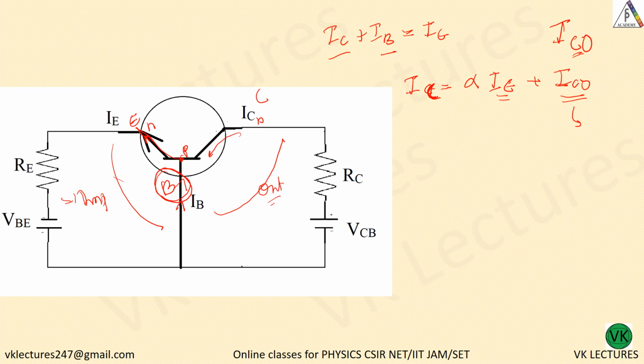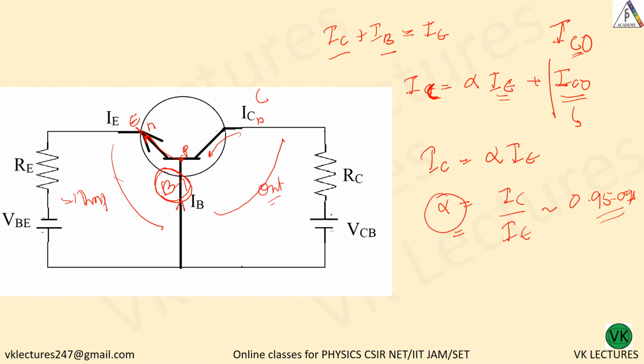Okay, so neglecting this, we can write IC is equal to alpha times IE, which means alpha is equal to IC by IE. This value is around 0.95 to 0.98. This alpha is called the current amplification factor in common base. So alpha is the current amplification factor in common base.